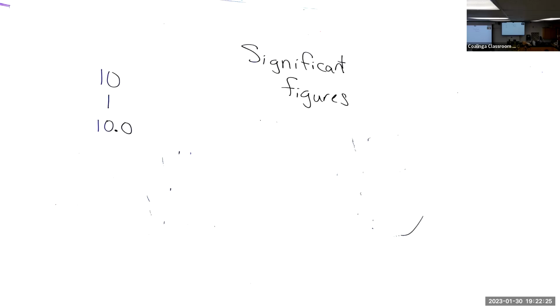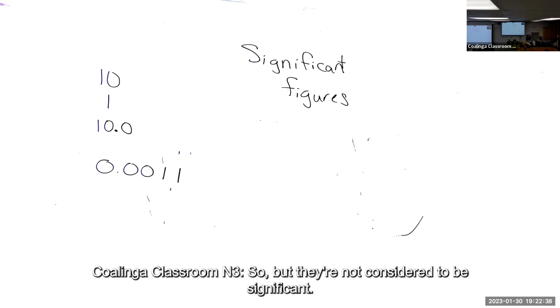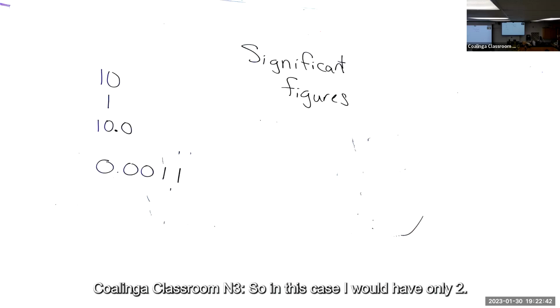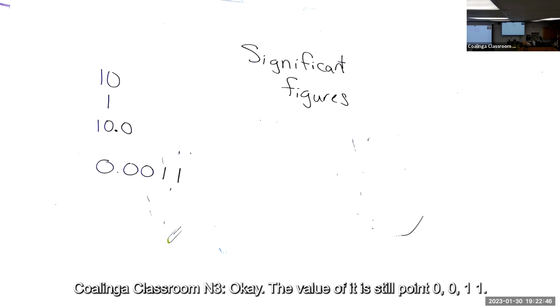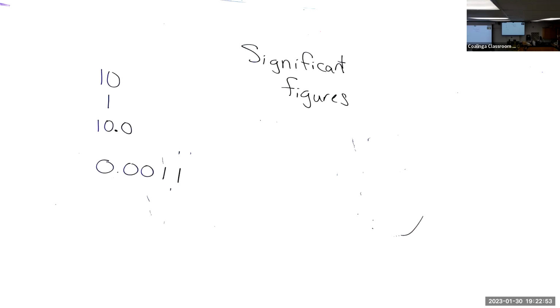Now, if I have numbers in front, these zeros here, if these zeros are considered placeholders, they're letting us know that we have a very, very small number. Right? But they're not considered to be significant. So in this case, I would have only 2 significant figures. Okay, the value of it is still 0.0011, but you still only have 2 significant figures.